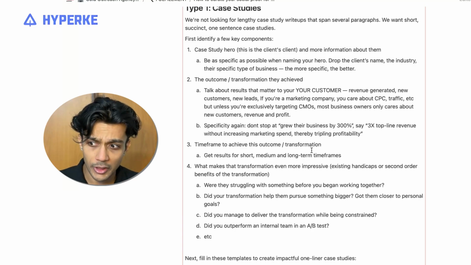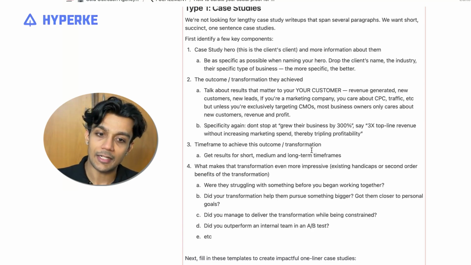Maybe the customer you're working with, maybe they only had 2 hours a day to invest into your program. Maybe you were working with a business that couldn't spend much on marketing. Maybe you worked with a business where they just didn't have as much money or they were not profitable. So talk about these handicaps.